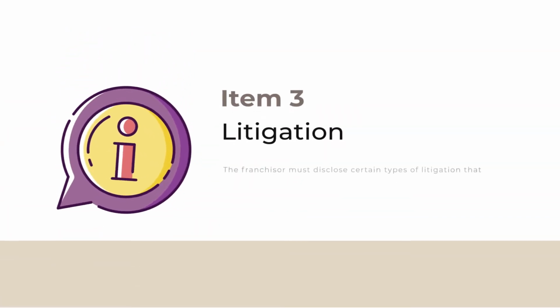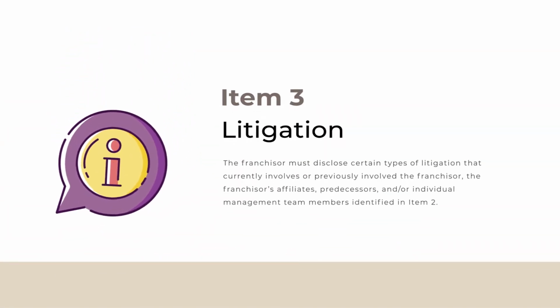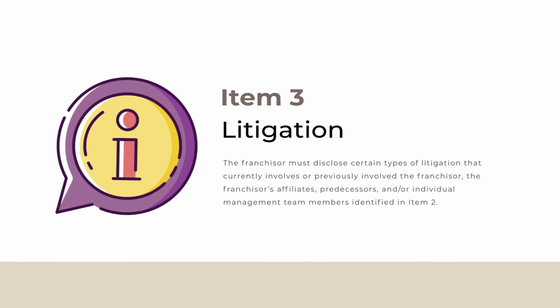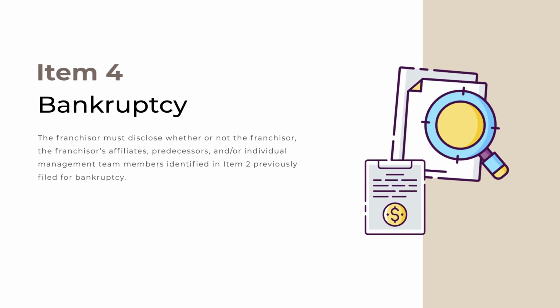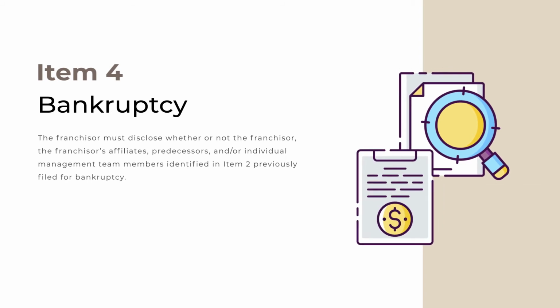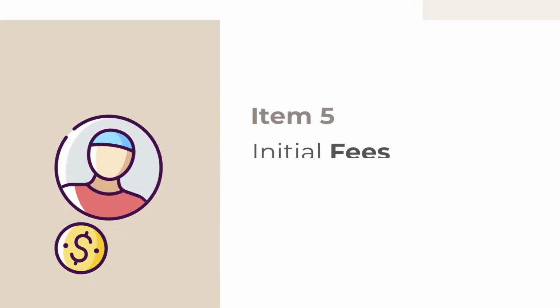Item 3 is litigation. Has the franchise sued anyone? Have they been sued? The bigger the brand, the more lawsuits you tend to see. It's just the nature of franchising. Item 4 is bankruptcy. This will list if the brand has experienced any bankruptcy or any principals involved in the sales process. Item 5 goes through initial fees.